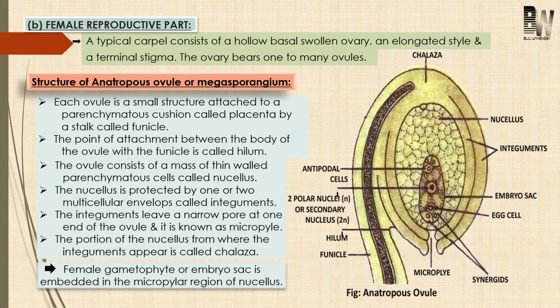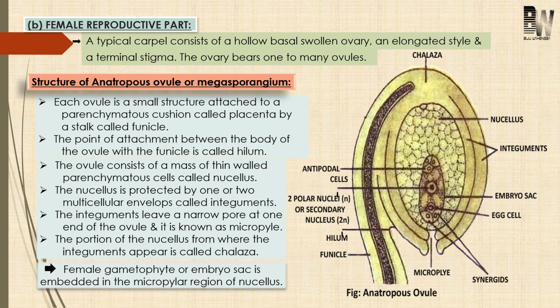But before we come to this topic, let us recall the structure of the female reproductive part, that is the carpel or pistil. This carpel or pistil represents the female reproductive part of a flower, and it is composed of three parts: stigma, style, and ovary. The ovary bears one to many ovules, and these ovules remain attached to the parenchymatous cushion known as placenta.